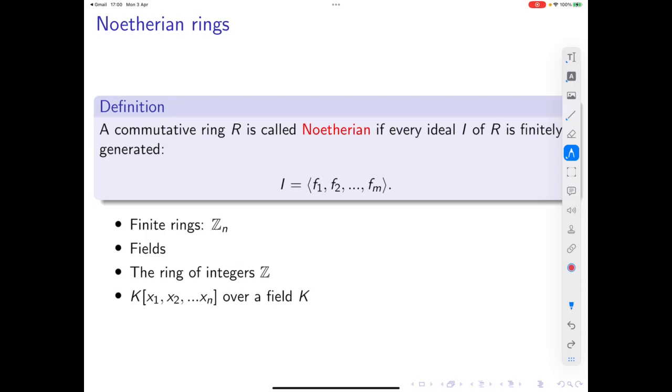Examples of Noetherian rings: all finite rings are Noetherian, every field is a Noetherian ring, and the ring of integers is a Noetherian ring. In fact, this is a principal ideal domain, meaning every ideal is generated by exactly one element. And one of the most used Noetherian rings is the polynomial ring in n variables over a field K.